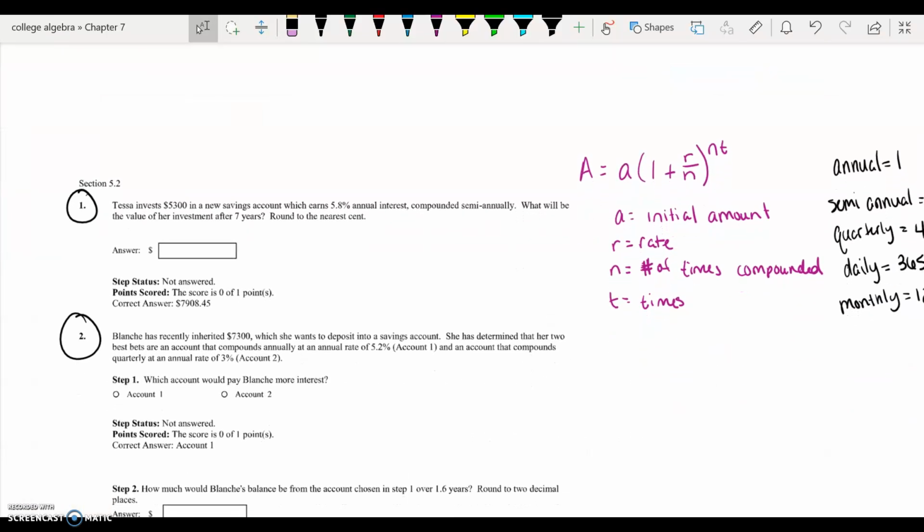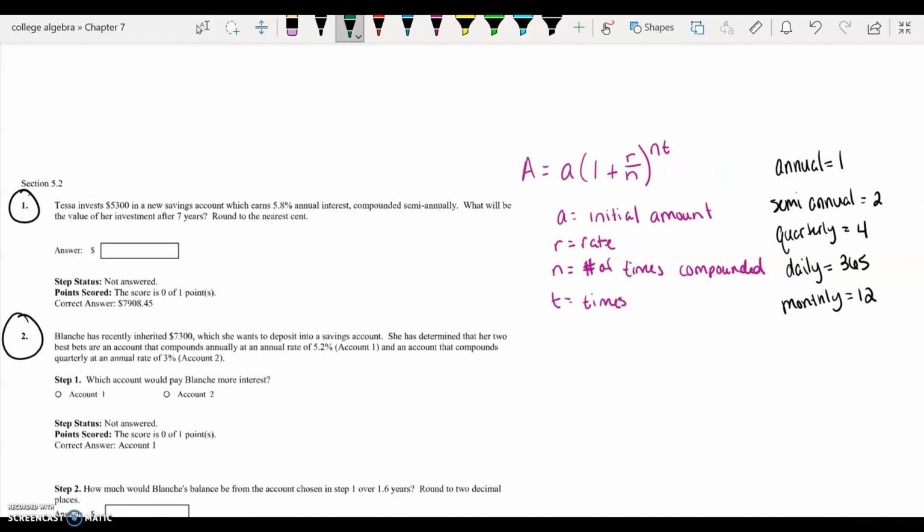Rather than give you a lesson, I'm just going to give you the Hawks examples and then have you do the Hawks at just 5.2. So that's what you're going to be doing today, Hawks 5.2.